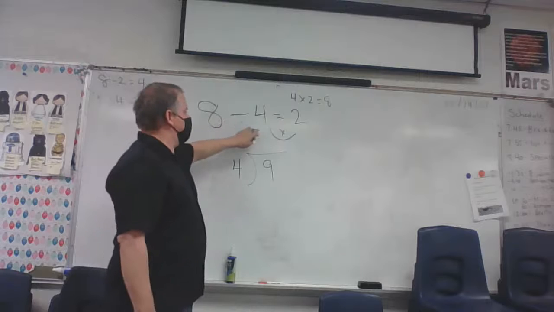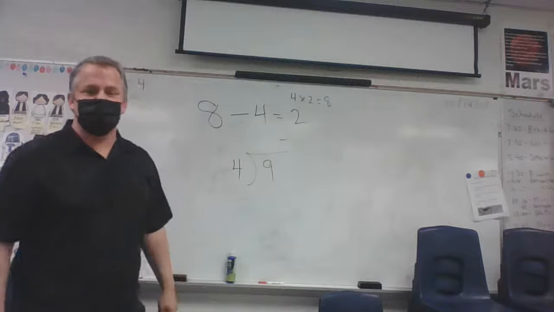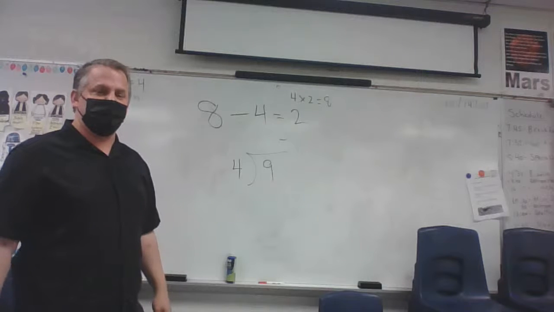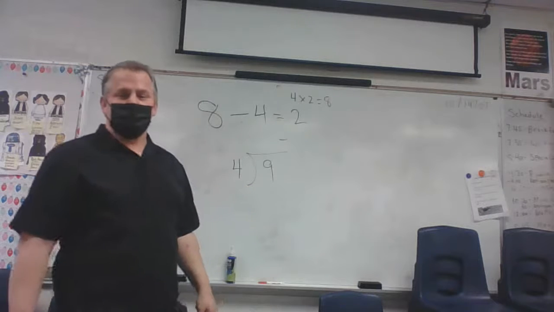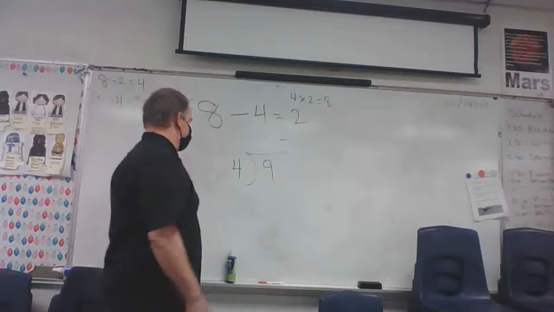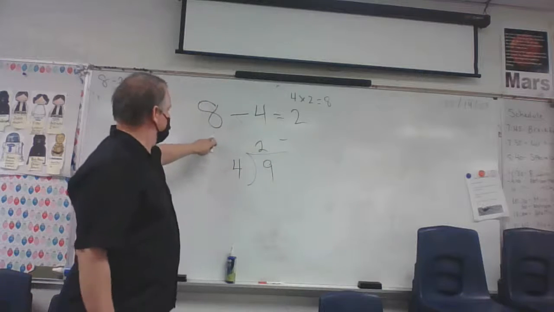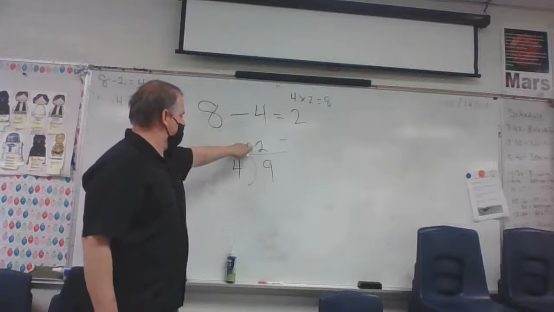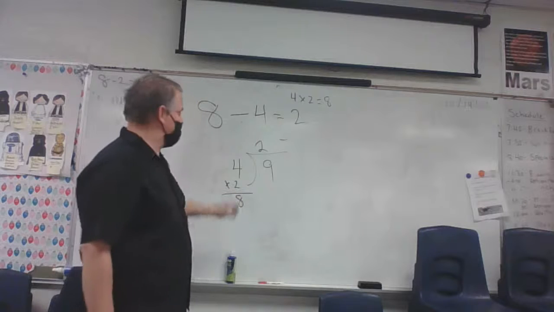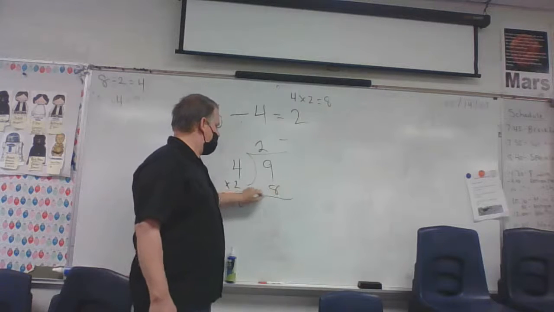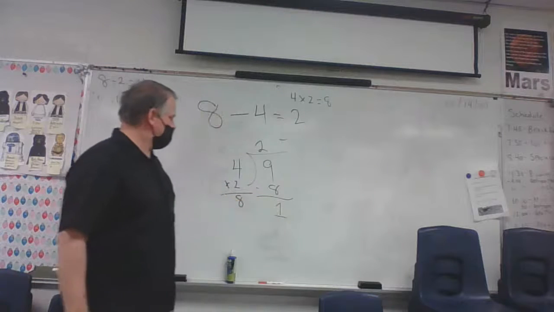But we're not 8 anymore. We know there's not going to be 2 equal groups because now we've gone from 4 divided into 8 to 4 divided into 9. 4 here divided into 9 goes how many times? It's still going to be 2 times because 4 times 2 is still 8. We're going to subtract our 8 from our 9. 9 minus 8 equals 1.